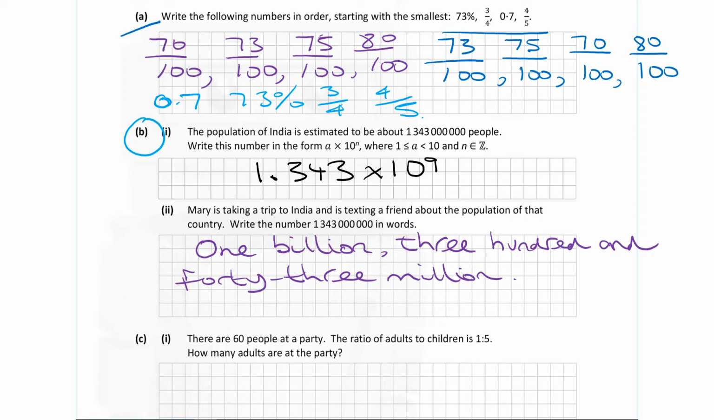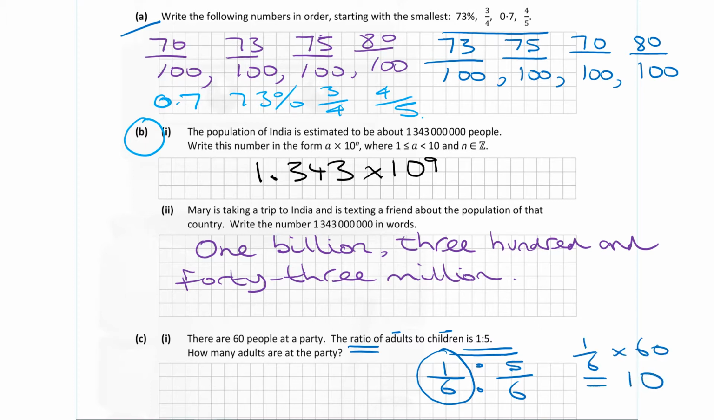Part C. There are 60 people at a party. The ratio of adults to children is 1 to 5. How many adults are at the party? So ratios are essentially rational numbers or fractions. So 1 to 5 can be simplified as 1/6 to 5/6. So there are 1/6 adults. Remember, it's the ratio of adults to children, so the 1/6 constitutes the share of adults. 1/6 of 60 is equal to 10. So there are 10 adults at the party and 50 children.